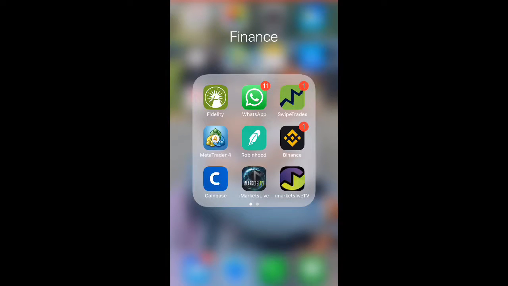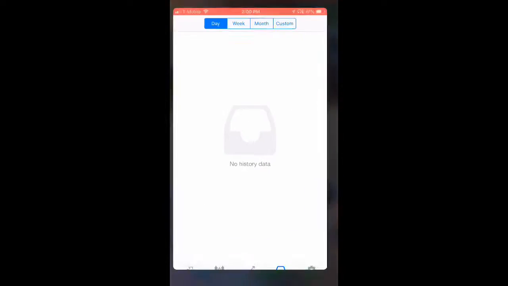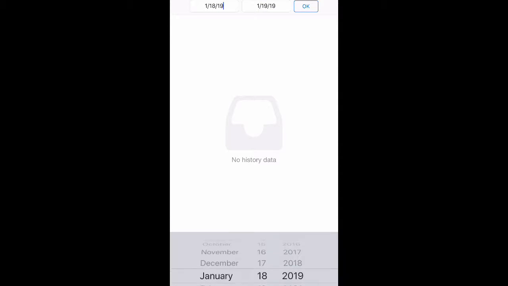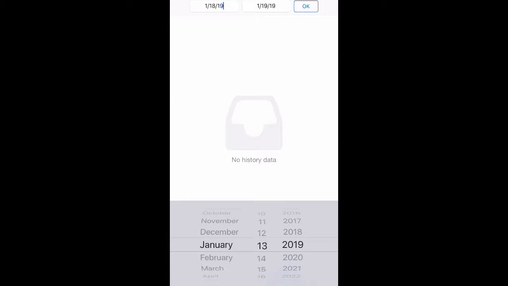All right, so basically right now, my MetaTrader 4 app, I want to show everybody what this thing looks like after a week of trading. What I'm about to do is break down the week. We did a workshop on the 12th, so what I'm doing right now is looking at January 12th through January 19th, which is today's date.